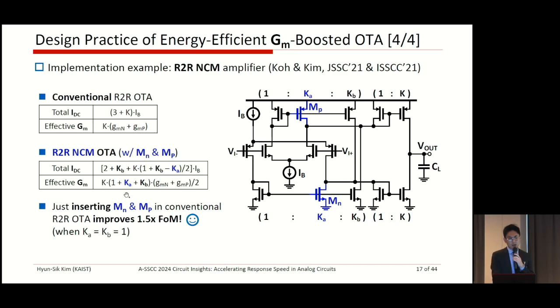As you can see, Ka is actually the mirror ratio. GM can be increased by Ka, but the total DC current will be reduced by Ka. You can see this is minus Ka, right? So for the same value of Ka, with Kb equal to unity, just inserting the 2 transistors Mn and Mp, we can improve the figure of merit by 50%, right? A very simple approach, but the result is amazing.